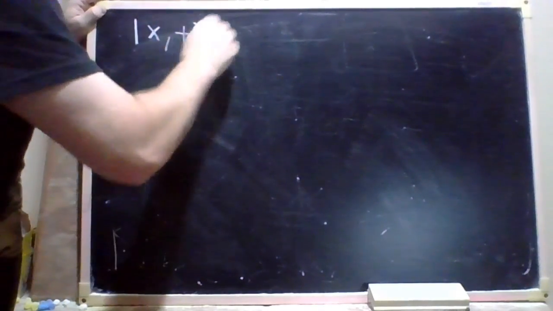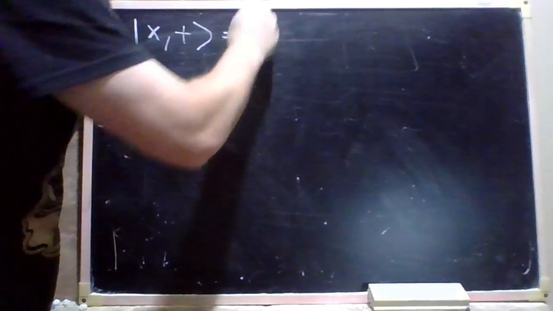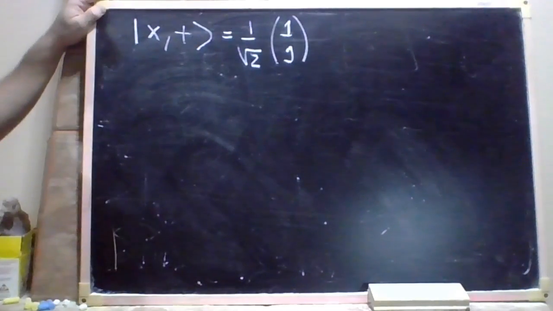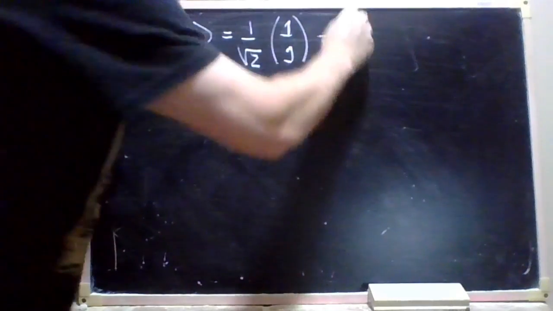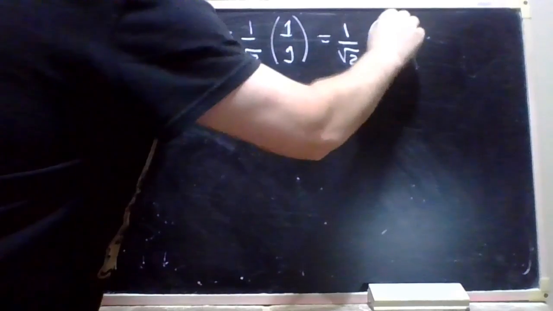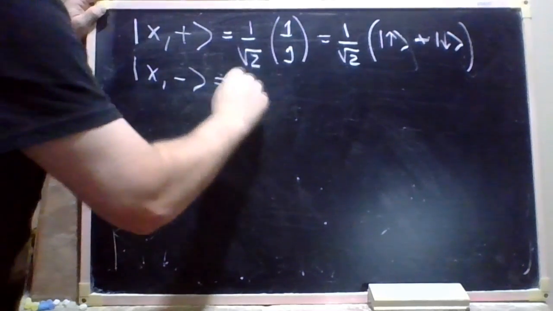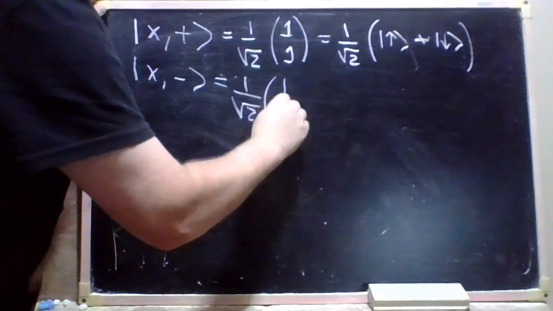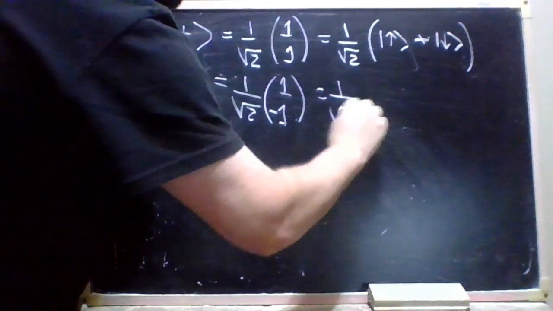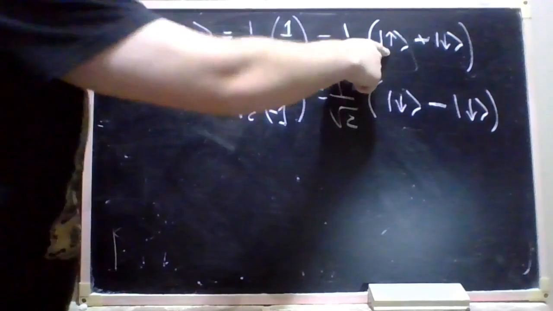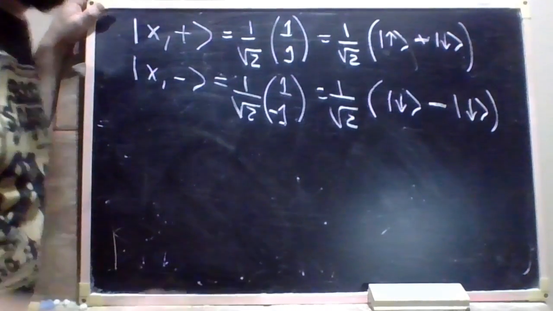Well, so 50-50 chance. Why is that? Because if you calculated properly, the x up state corresponds to 1 over square root of 2, (1, 1), the cat state, which you can represent this way, up and down, and x minus is just a change in sign here for the second: up minus down here. These are the spin states relative to the z-axis.